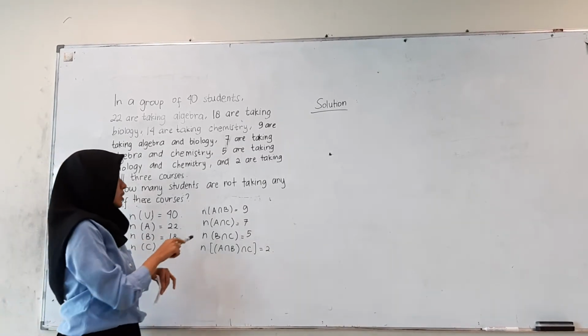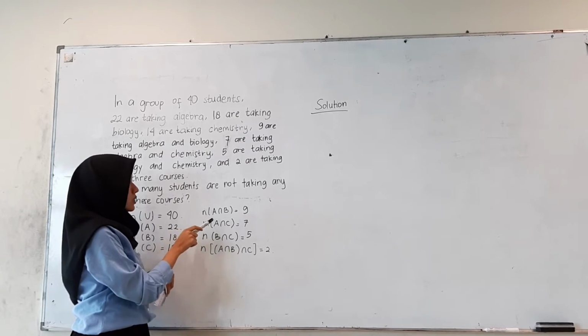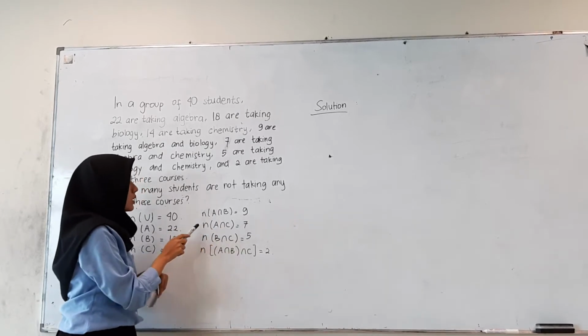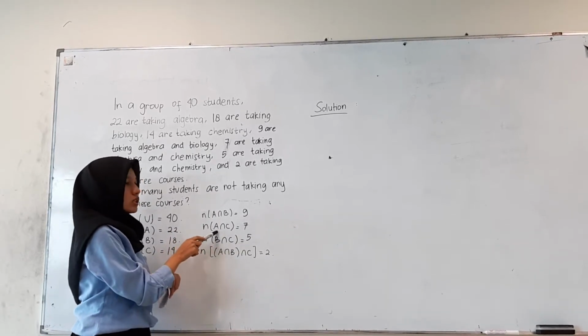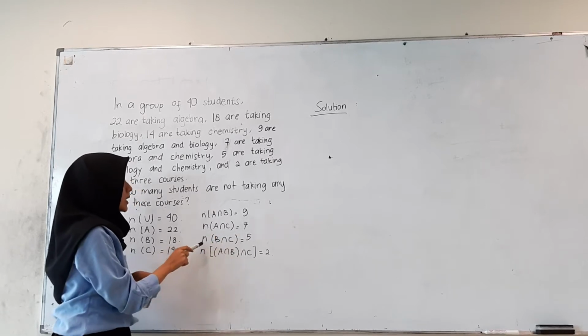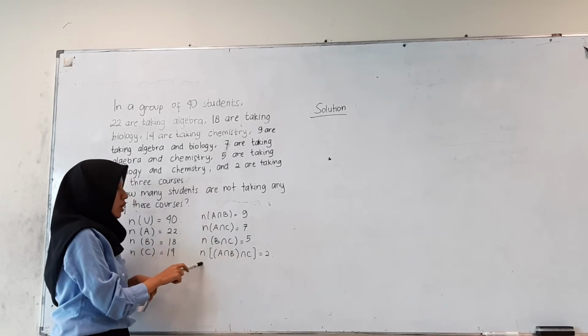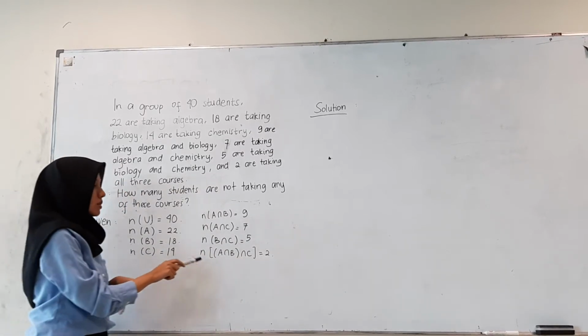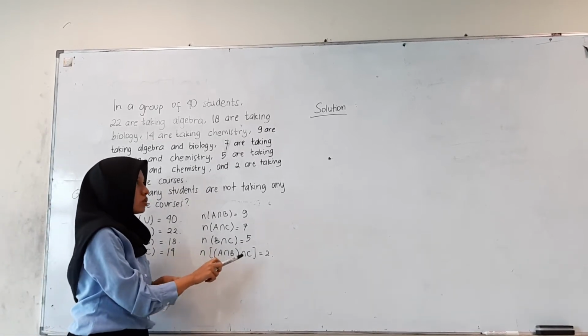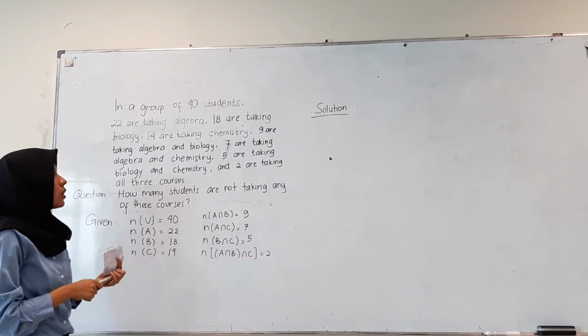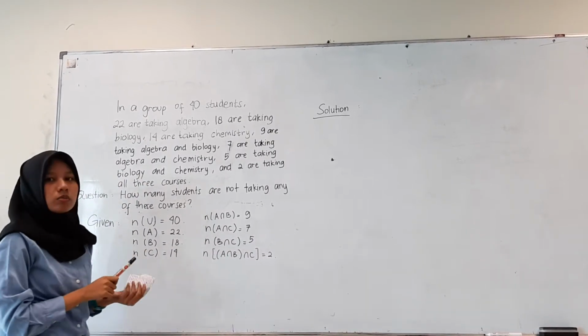The first one is the number of set A intersection B equal to 9. The number of set A intersection C equal to 7. And the number of set B intersection C is 5. And the number of set A intersection B intersection C is 2. And we would like to solve this problem with a Venn diagram.